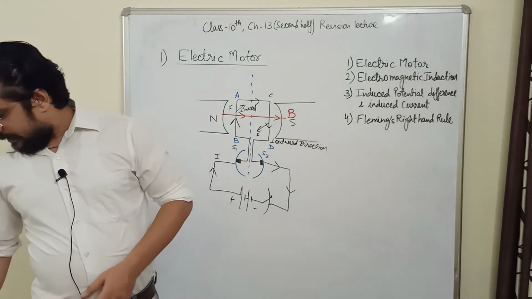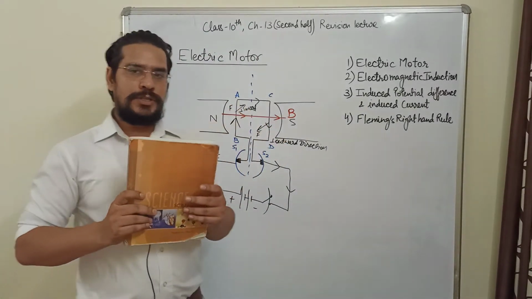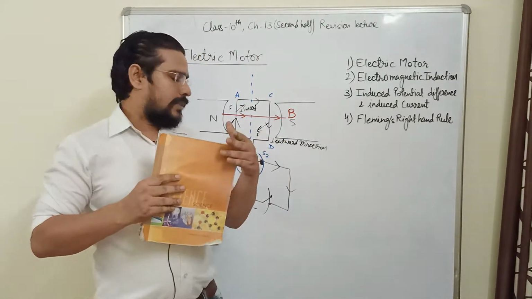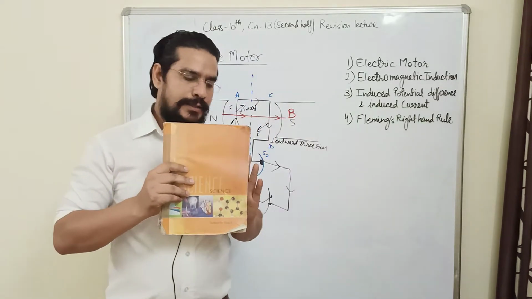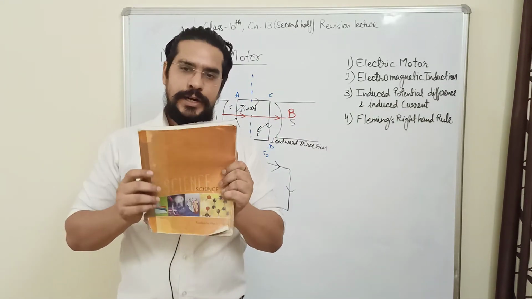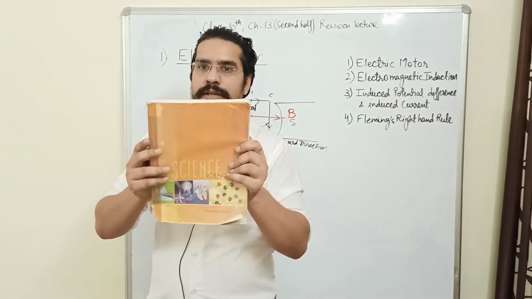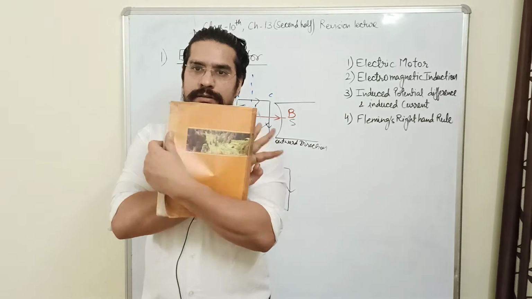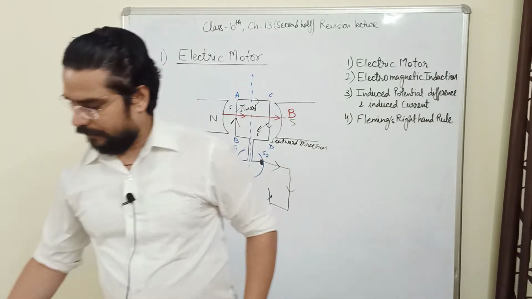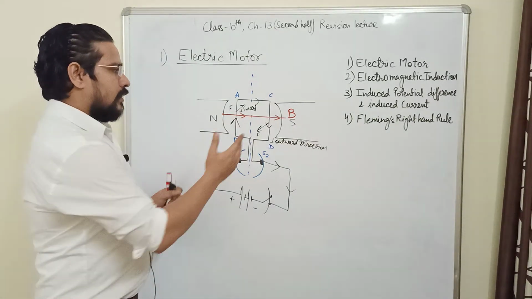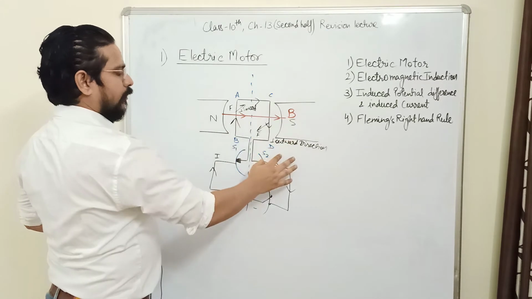Now we all know that, consider this is your armature, AB and CD conductor. The AB conductor is experiencing force in inward direction and the CD conductor is experiencing force in the outward direction. So as a result, this armature will rotate like this. The armature will rotate like this. When the armature completes its 180 degrees, the CD conductor will come at the place of AB and the AB conductor will go at the place of CD.